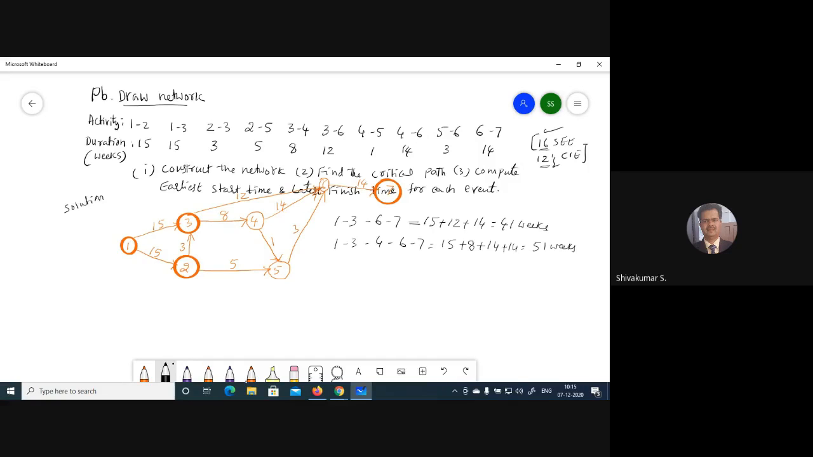Next, one second, one more route. 1 to 3 and 3 to 4, 4 to 5, 5 to 6, 6 to 7. So 1 to 3 is 15, 3 to 4 is 8, 4 to 5 is 1, 5 to 6 is 3, 6 to 7 is 14. So that is 41 weeks, right? 1, 3, 4, 5, 6, 7.